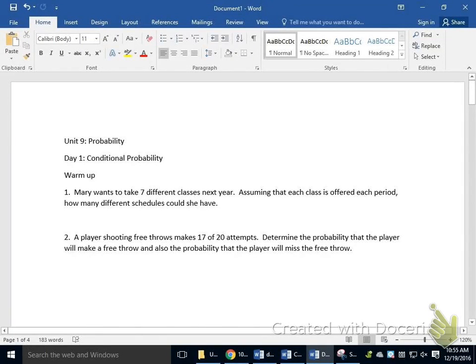Alright, welcome to Unit 9 Probability. This is Day 1 Conditional Probability. What you're going to see today is just probability of dependent events, how they interact together.